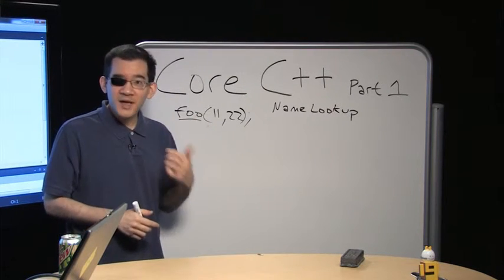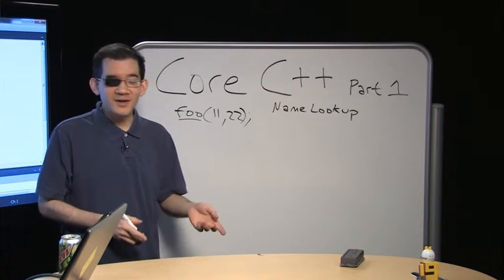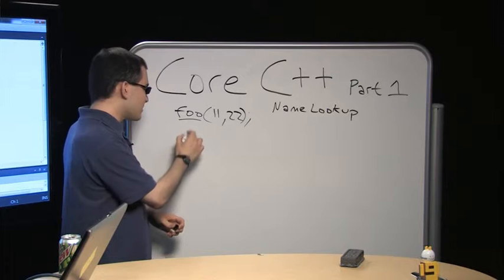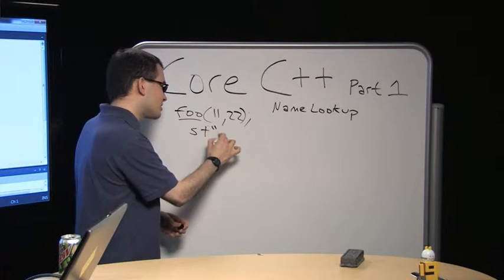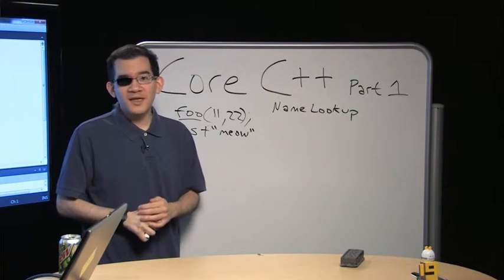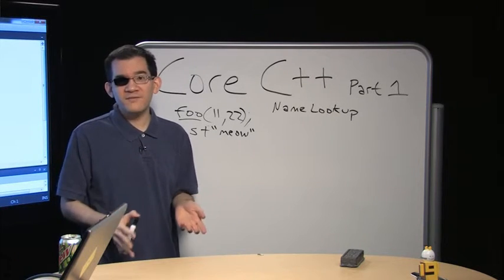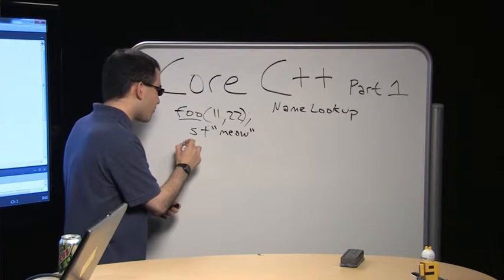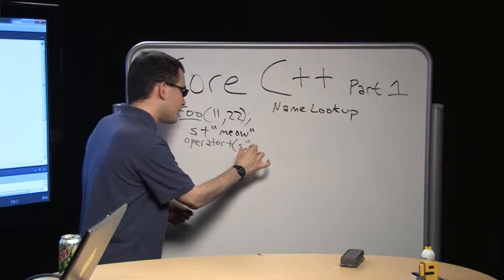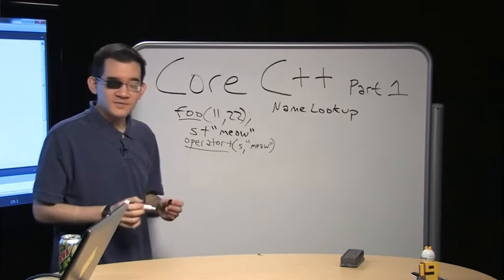Do I actually want to do argument-dependent lookup? Now, if the arguments are 1122, the answer is no. But if the arguments are of class type, maybe it is. This is also true in the case of operator overloading. If I say something like s plus meow, this is an overloaded operator on std string. And the way C++ does operator overloading is that it's just pretty syntax for an ordinary function call. This is just another way of writing operator plus of s and meow. So it still has to do name lookup to figure out where this operator plus lives. Which one do you want?